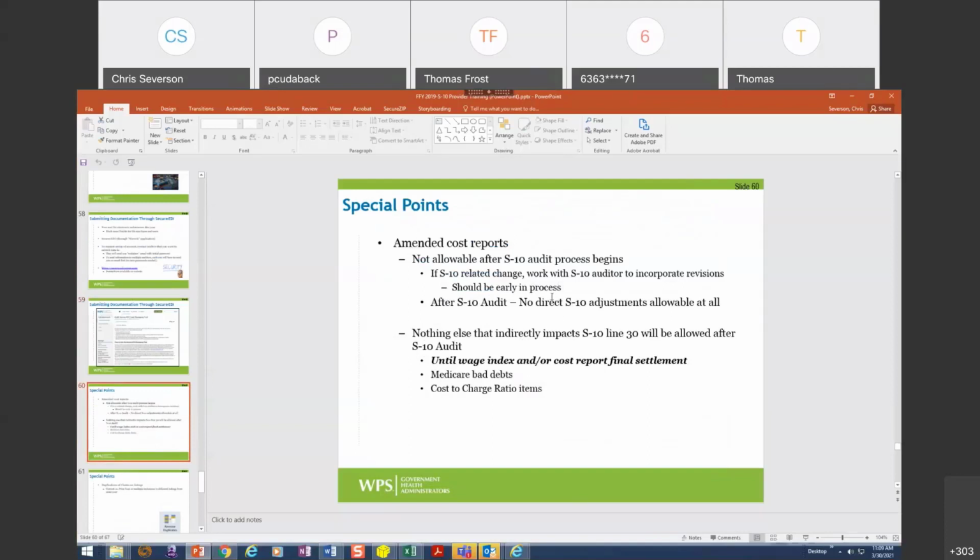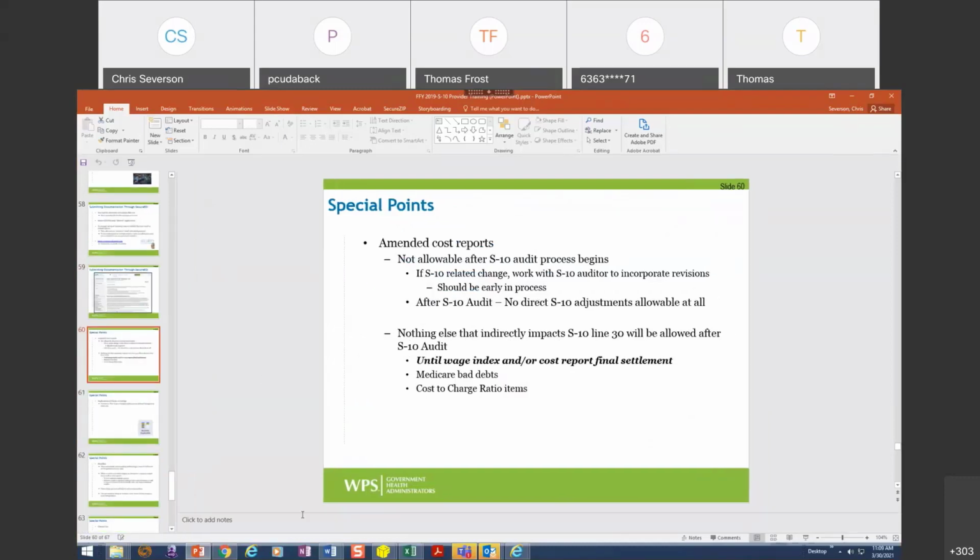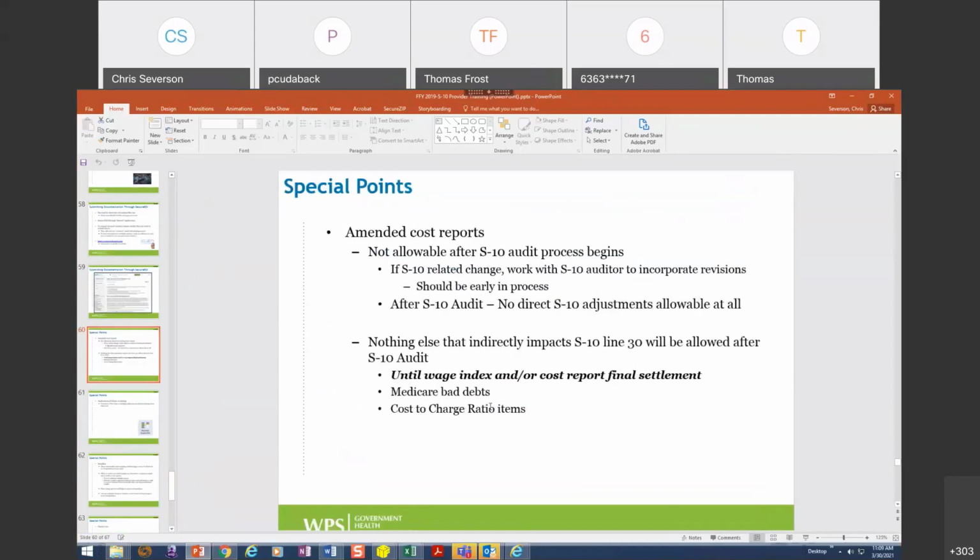A few special points I wanted to get at before we get back to some questions. I'm just going to leave it in this view, easier to kind of maneuver through. Amended cost reports. This is a big topic that's come up a few times. Amended cost reports are not allowable for that year after the S10 audit process begins. If there are S10 related changes, like line 20, line 26, whatever, you can just work with the S10 auditor to incorporate those revisions.